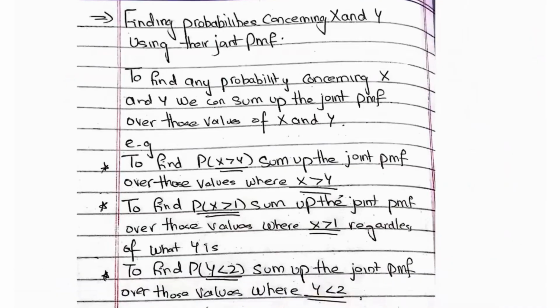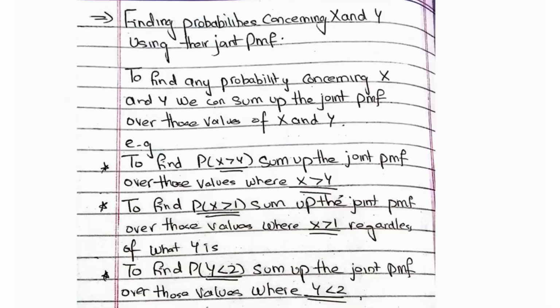Now, how do we find probabilities concerning X and Y using the joint PMF? Let's recall how we find the probabilities of a discrete random variable X using the PMF of X. We sum up the PMF over those values of X. Similar to that, to find any probability concerning X and Y, we just sum up the joint PMF over those values of X and Y.